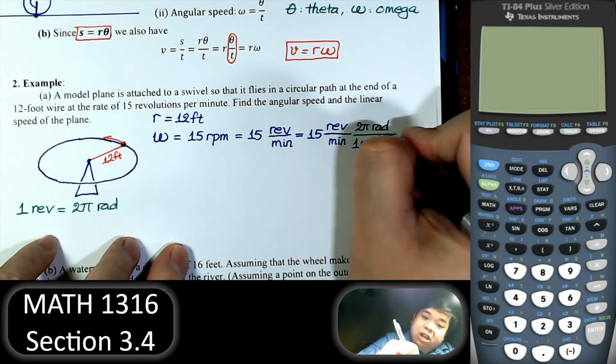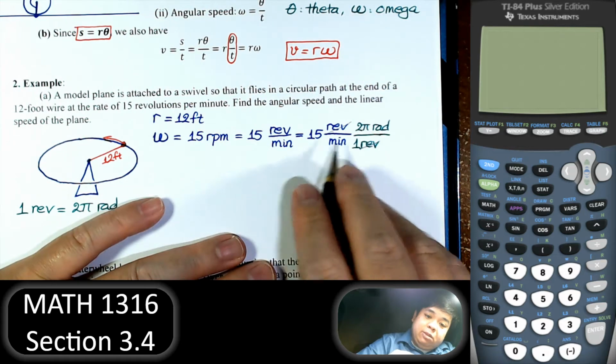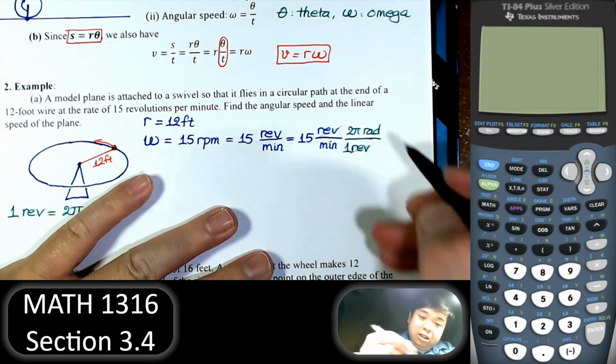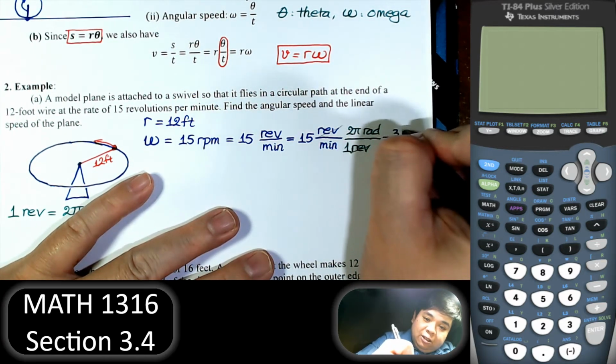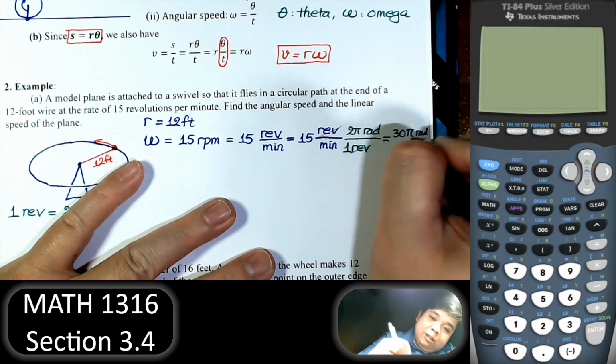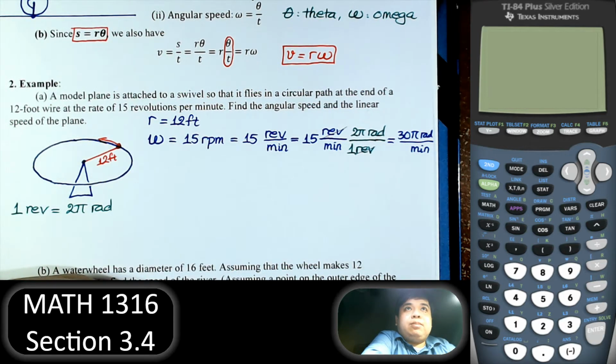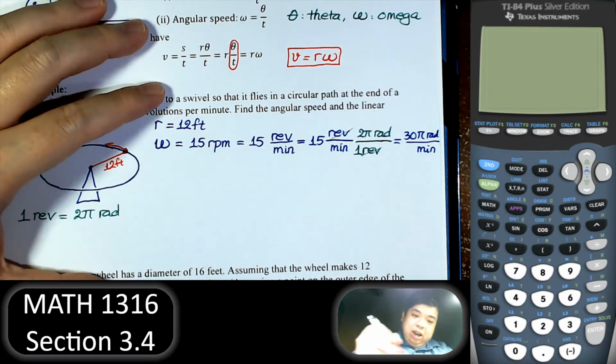And when we do that, revolution cancels out, and we have 15 times 2 pi, so that's 30 pi radians per minute. So that is the angular speed, of course, in radians per minute. Angular speed. Right, now, so we have the angular speed.